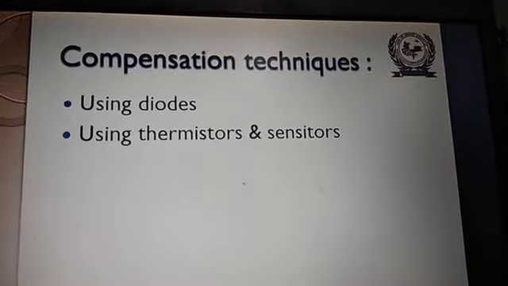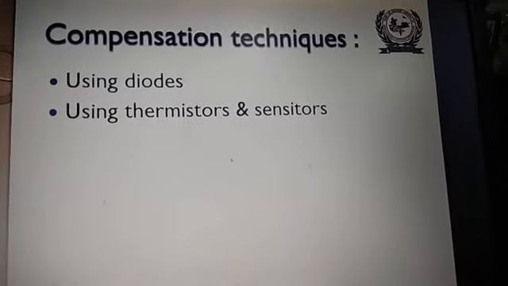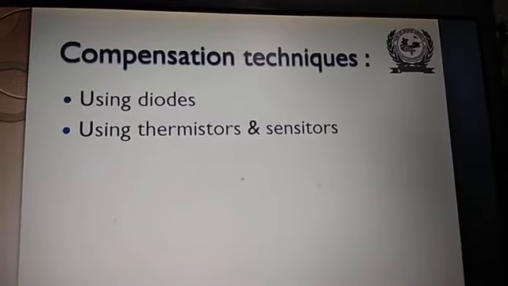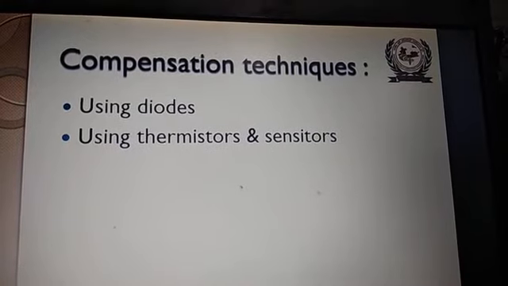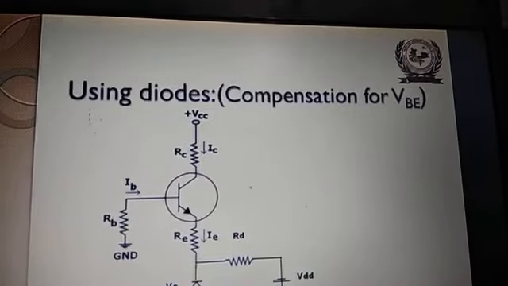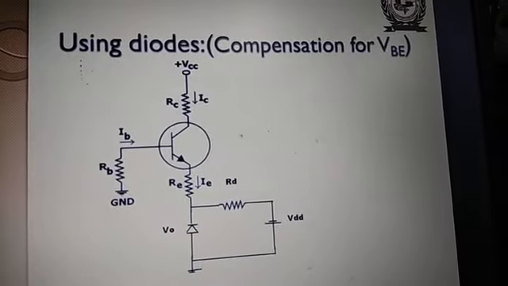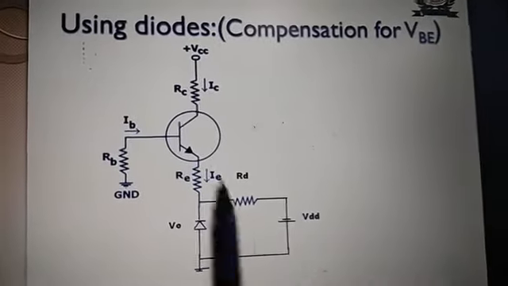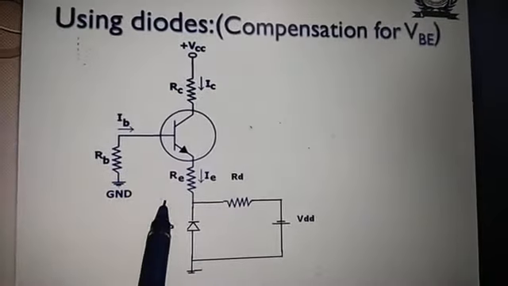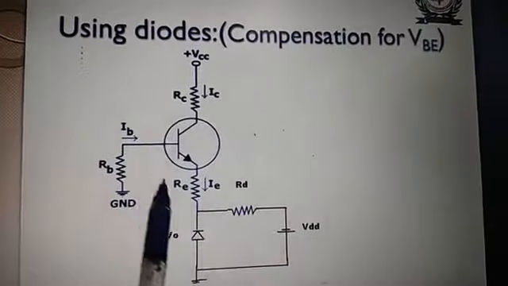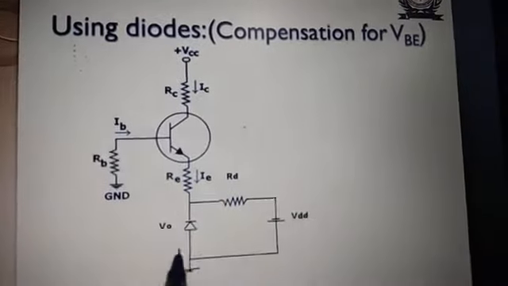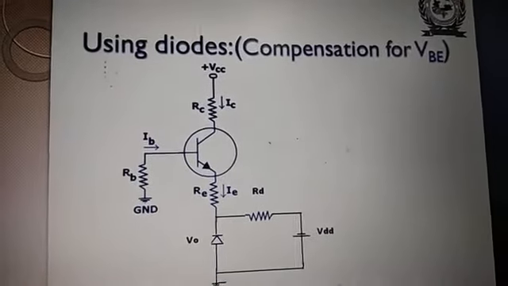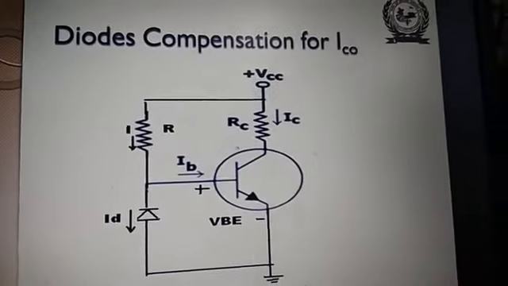Compensation technique using diodes, and compensation using thermistor and sensistor. Thermistors have positive temperature coefficients, while sensistors have negative temperature coefficients. Using a diode, compensation for VBE, you can see this diagram. This base to emitter voltage is compensated with respect to temperature using this diode, and compensation can be done. This is for your reference.